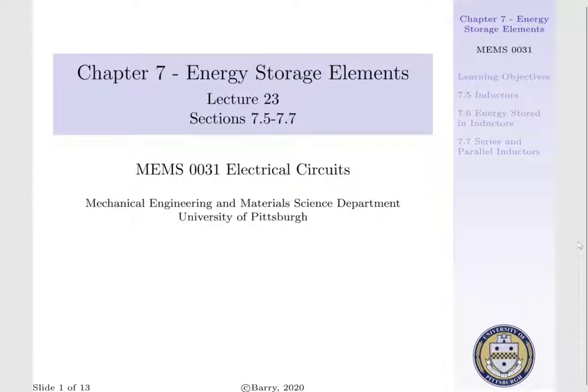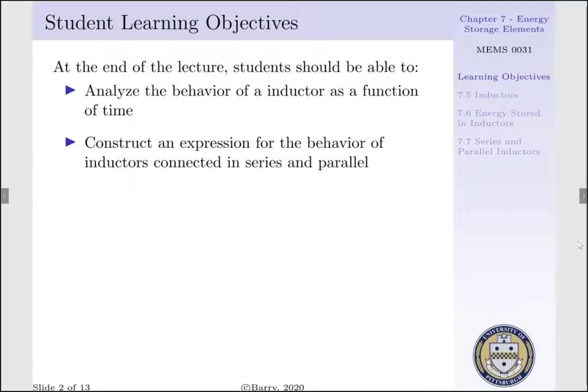Lecture 23 covers sections 7.5 through 7.7. At the end of today's lecture, you should be able to analyze the behavior of an inductor as a function of time. That is, you should be able to determine the voltage established across the inductor based upon the time rate of change of current running through it. And you should be able to construct an expression for the behavior of inductors connected in series and parallel configurations.